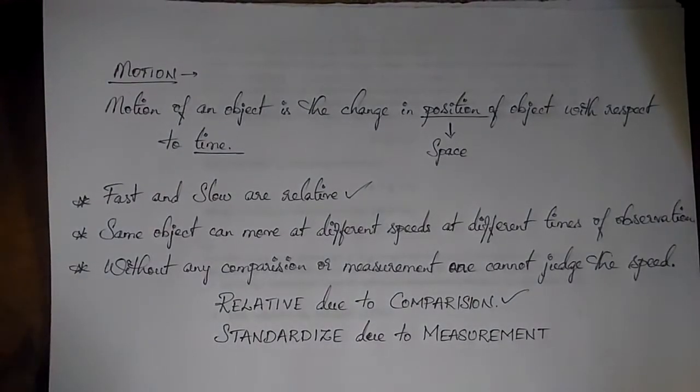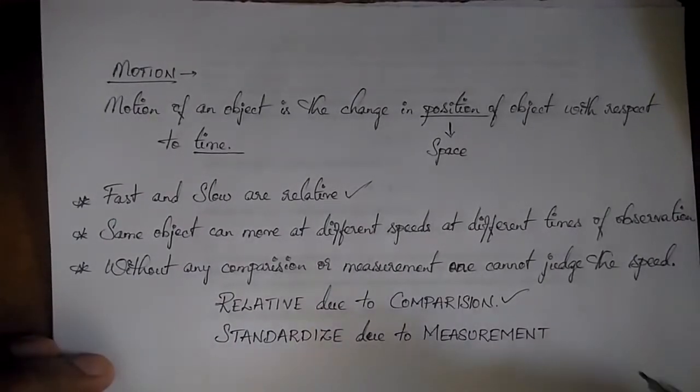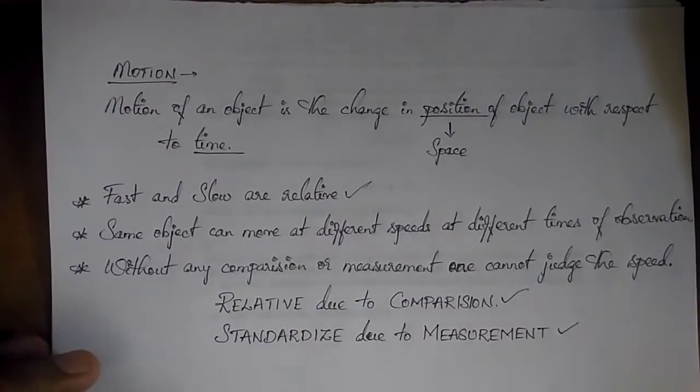But measurement of not only motion, any other quantity for that matter will always serve to be a reference and make it standardized. Now to standardize fastness or slowness, let us consider an example.